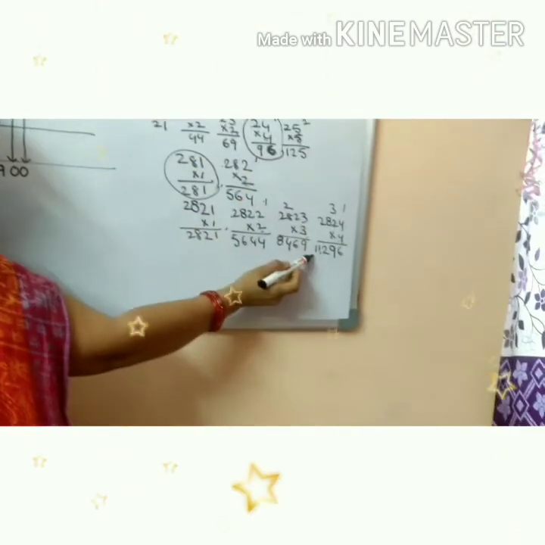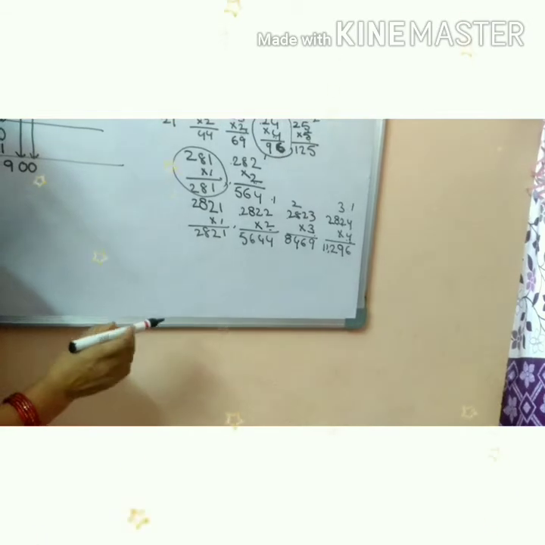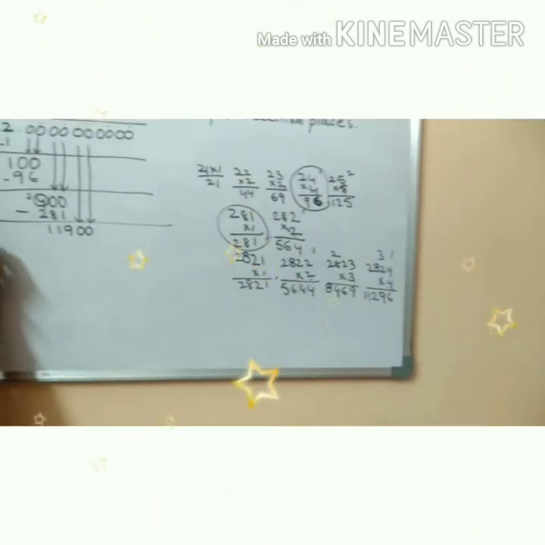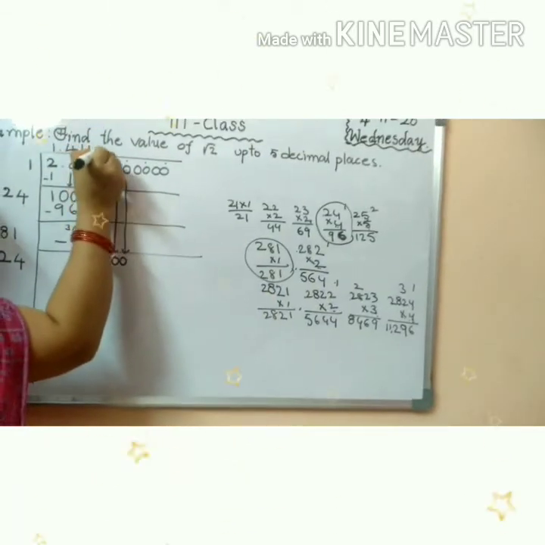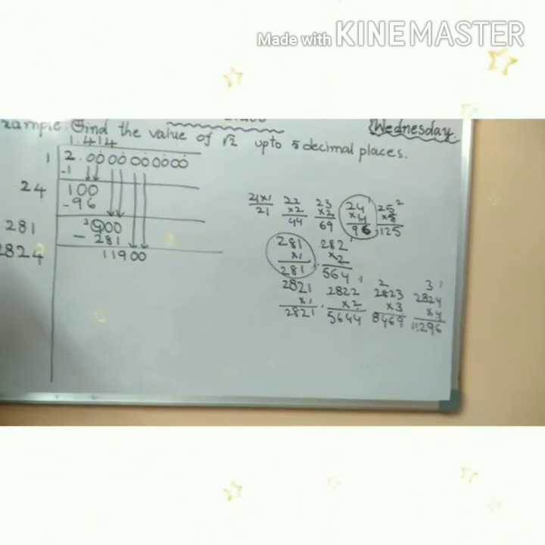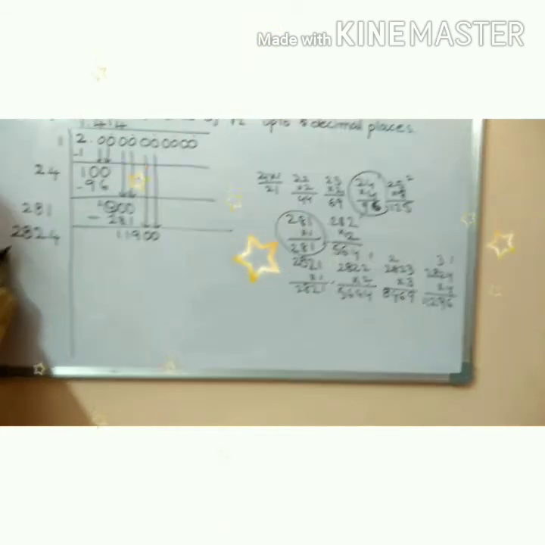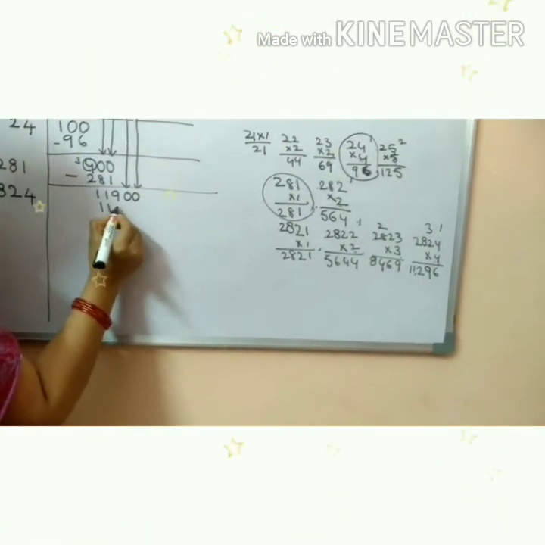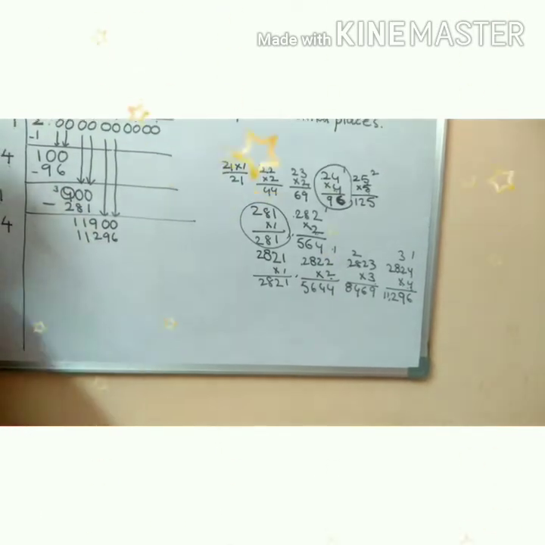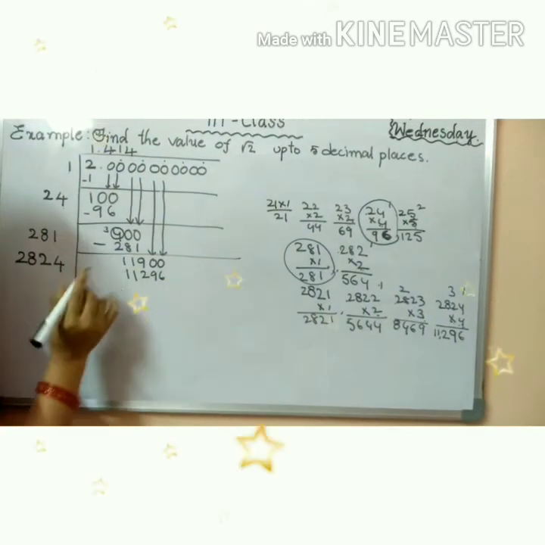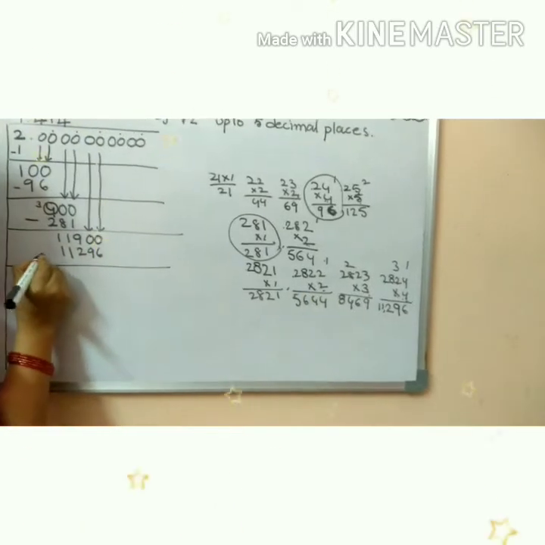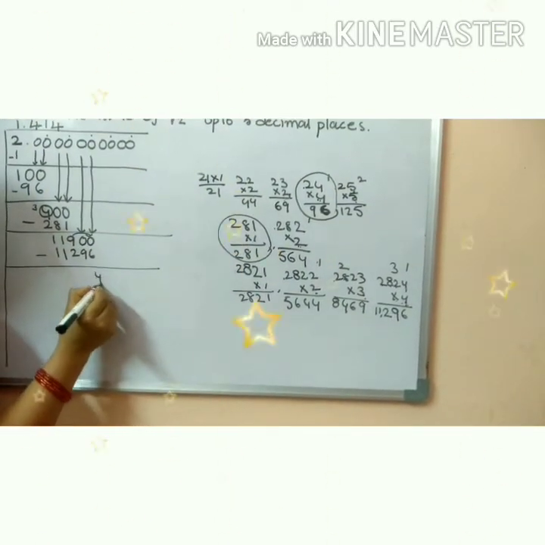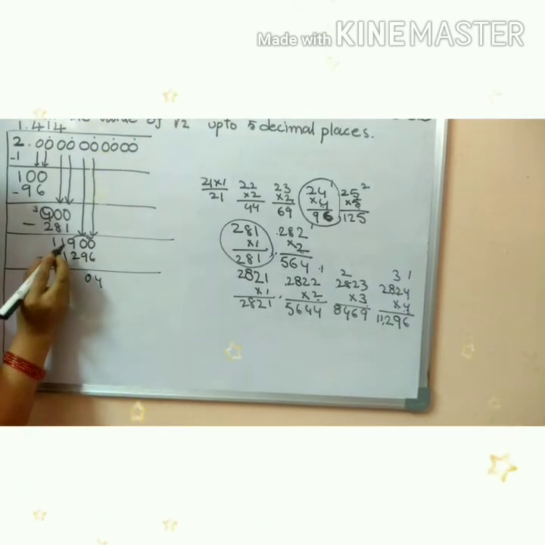So the nearest number is 11,296. Which number is multiplied by that 4? Then we should write here 4, and in this place also in the quotient we should write 4. Then 4 4s are 2824 into 4. Then multiply the nearest number, 11,296. Subtraction. So borrowing the number 10, 10 minus 6, 4. Here 9 minus 9, 0.